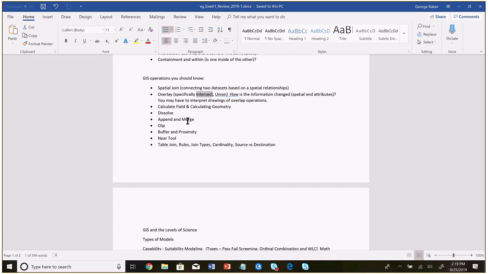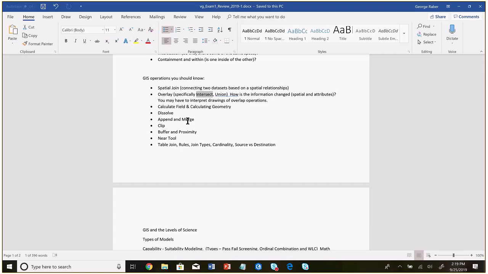So append and merge, really, I don't think there's a difference on the test. Both of these basically combine two data sets. I don't think we ever did that in the lab. We might have, maybe with the counties lab, where I had you download three counties' worth of data and combine them together. That's probably where I implemented it. So they're tools for basically pushing data sets together.